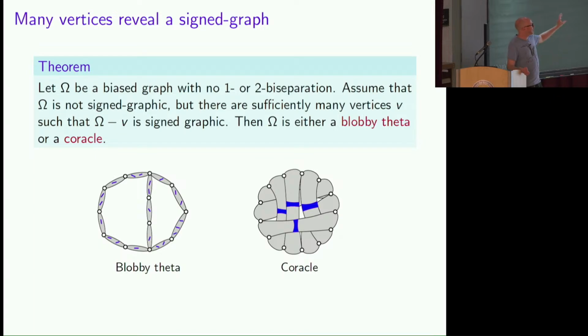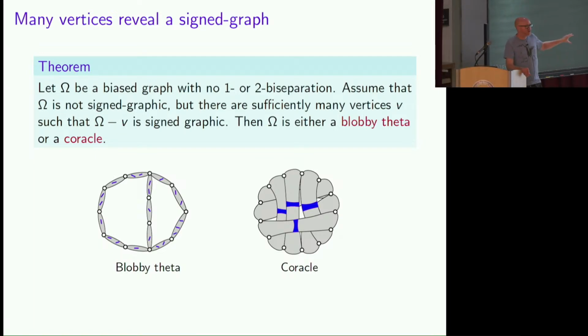I'm also going to impose a mild connectivity condition. I won't say anything more about that, but just think of it as being analogous to 3 connectivity in a graph. So roughly speaking, I've got a 3-connected biased graph. It is not signed graphic. It has many vertices whose deletion makes it signed graphic. It has to be one of these 2 structures. I've got what we call a blobby theta or a coracle.